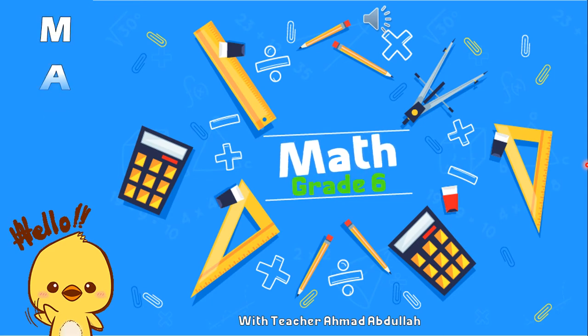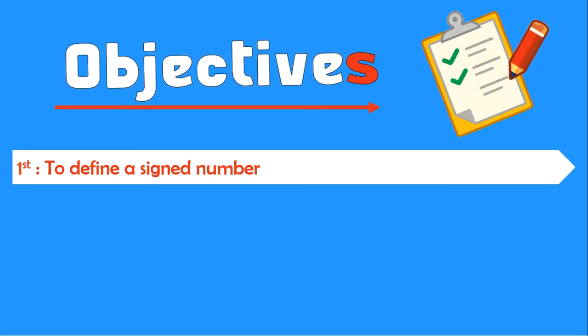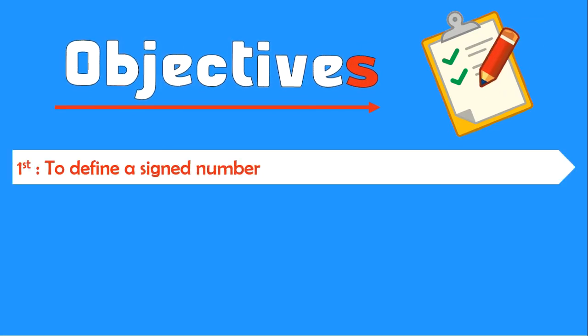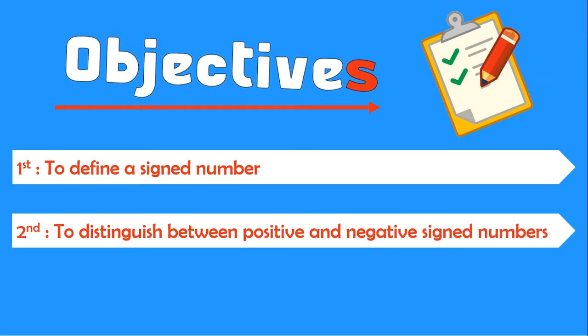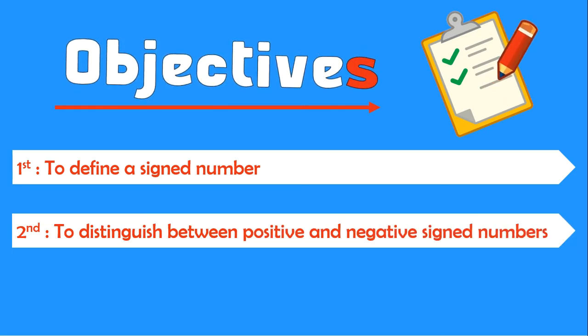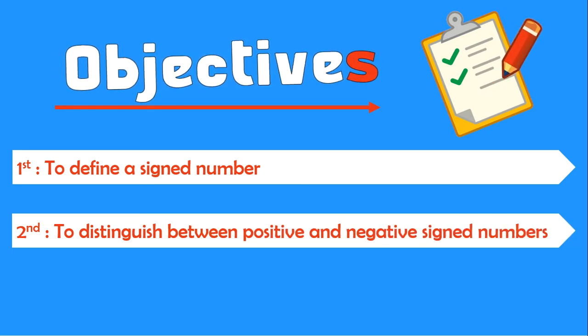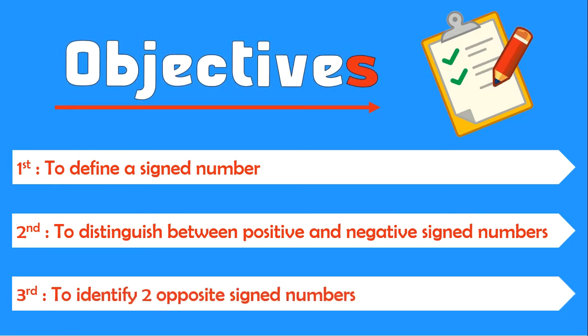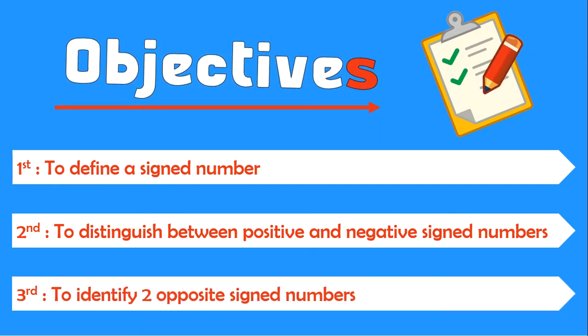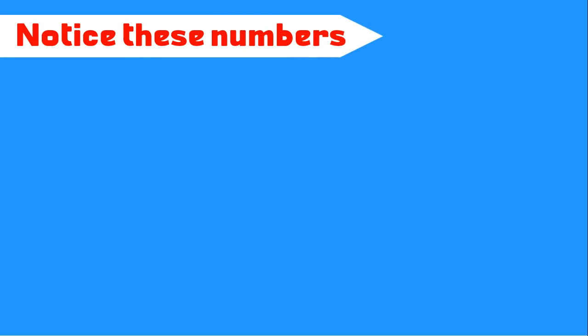Let's see our objectives. Our first objective is to define a signed number. Our second objective is to distinguish between positive and negative signed numbers. Our third objective is to identify two opposite signed numbers.